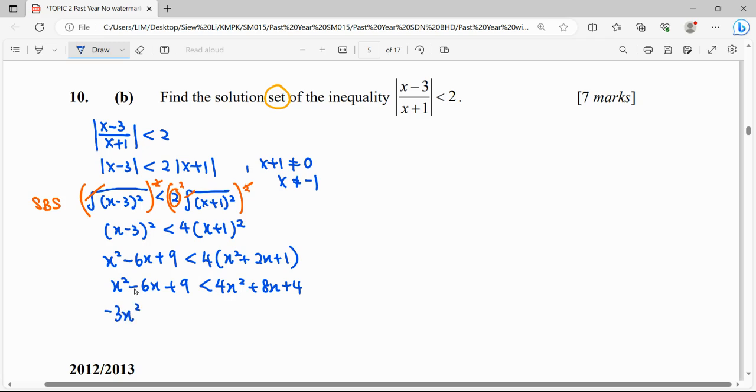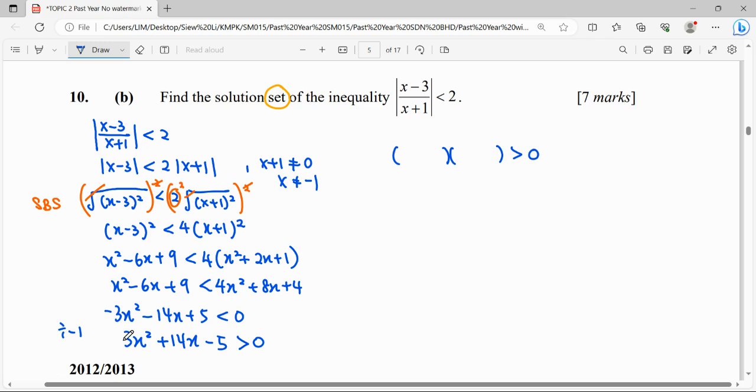Negative 3x squared, negative 14x, then plus 5. So avoid using a negative quadratic, that is, a with a negative sign. So we divide by negative 3, divide by negative 1 to change this quadratic to a positive quadratic. When you divide by a negative, remember you need to change your symbol of inequalities. Then only can we do factorization correctly by using a positive quadratic.